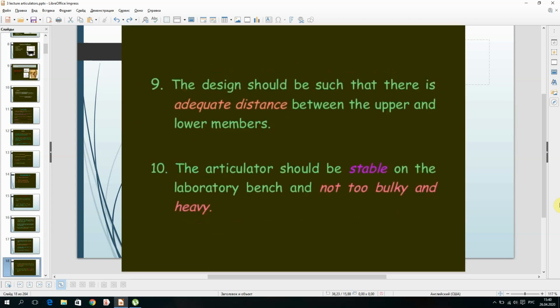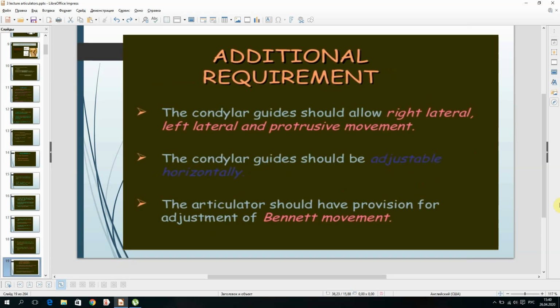The design should be such that there is adequate distance between the upper and lower members. The articulator should be stable on the laboratory bench and not too bulky and heavy. Additional requirements. The condylar guides should allow right lateral, left lateral and protrusive movement. The condylar guides should be adjustable horizontally. The articulator should have provision for adjustment of bennett movement.